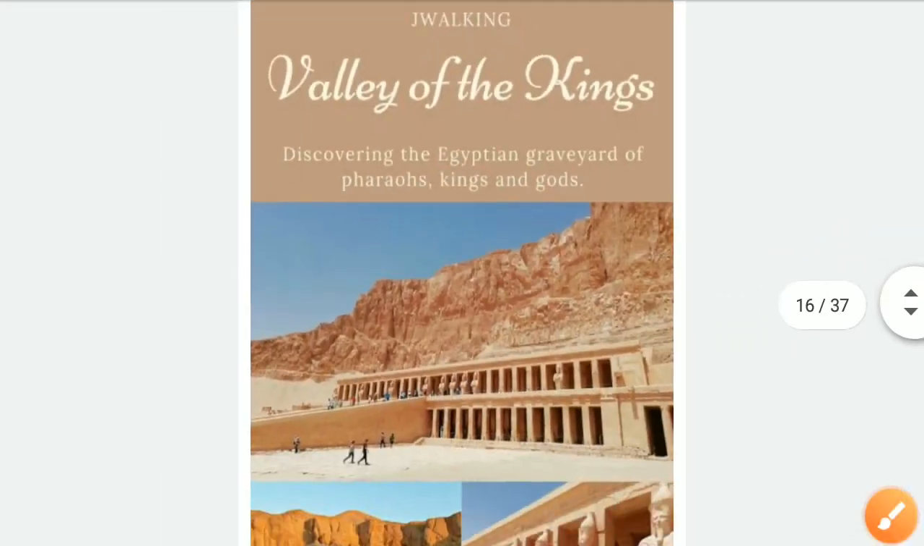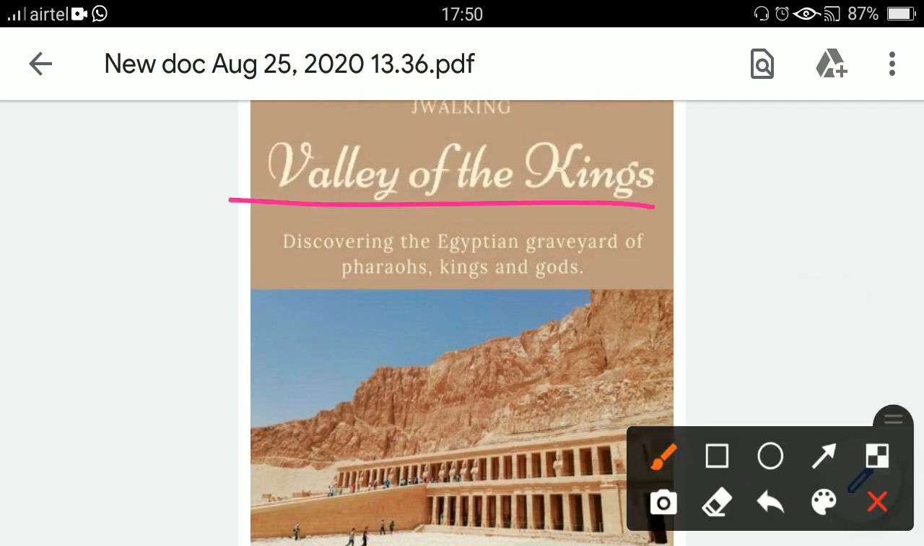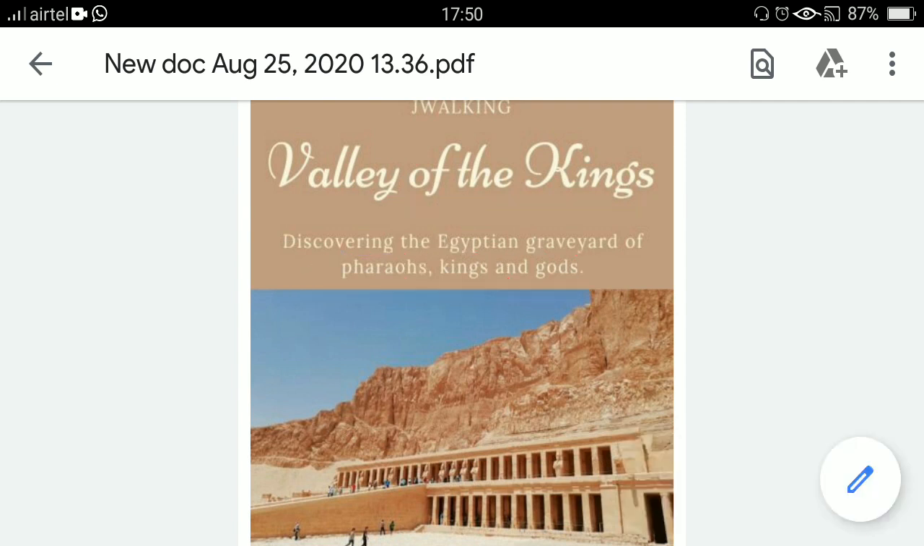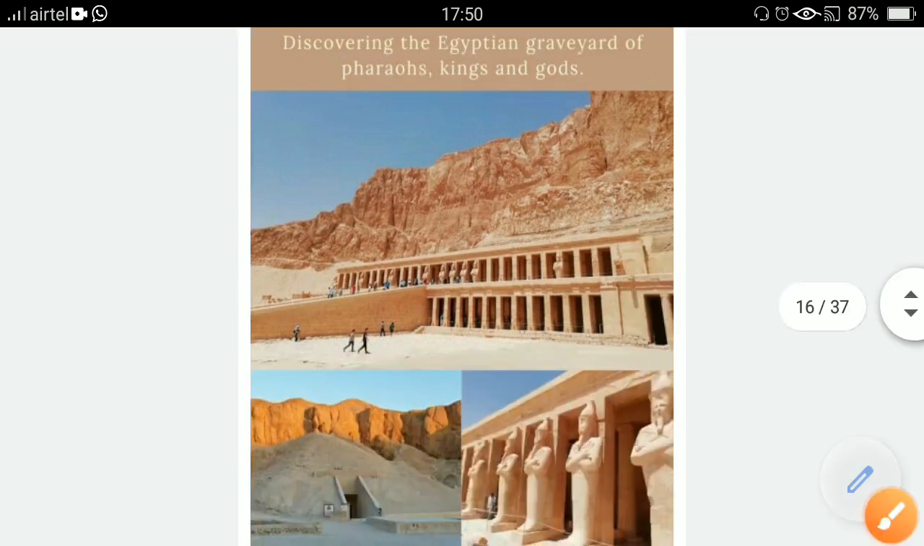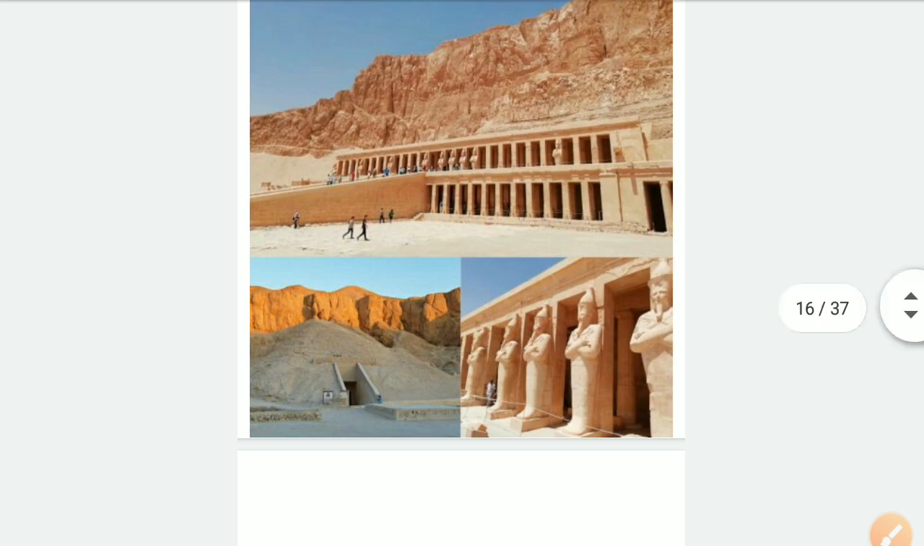This image is titled with Valley of the Kings. Okay, that means pharaohs or kings or gods, whosoever died, they were kept here in this graveyard. It's a graveyard. मैंने आपको मैप में बताया था, मैप में Valley of the Kings करके it is written there, and this is the place.